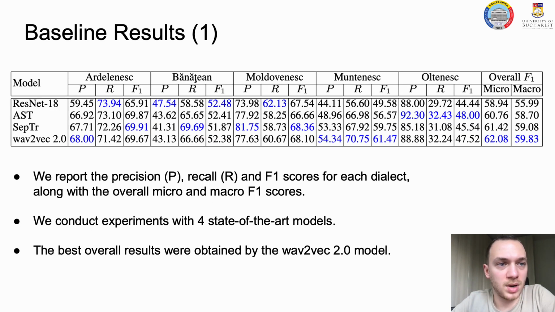Now, let's talk about the results. We report the precision, recall, and F1 score for each dialect, along with overall micro and macro F1 scores. We conducted experiments on 4 state-of-the-art models: ResNet 18, AST, SEP-TR, and WAV2VEC 2.0. The best overall results were obtained by the WAV2VEC 2.0 model. The best results are highlighted in blue in the table. The overall score can be seen in the right part of the table.